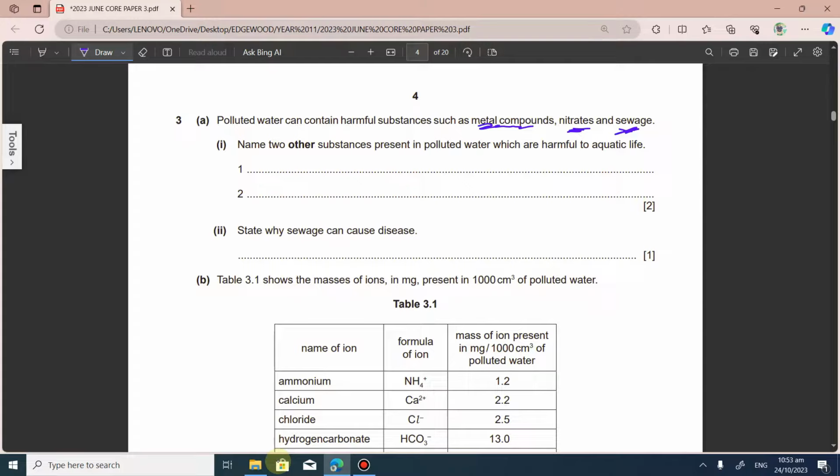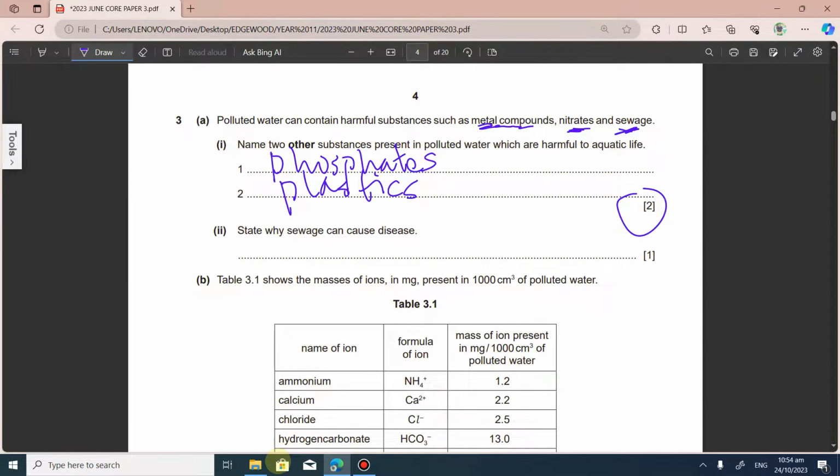But we have other harmful substances such as phosphates, equally from fertilizers and some compounds. And then apart from the phosphates, we equally have what we call plastics. So plastics equally fall under substances that pollute water. So the phosphates and plastics will get you the 2 marks for this question.